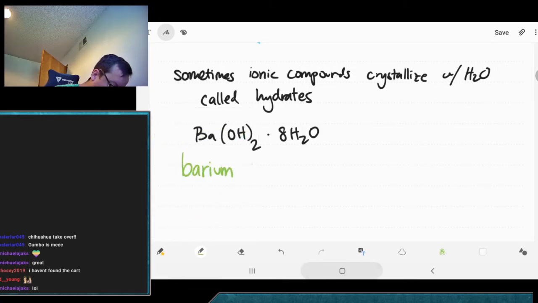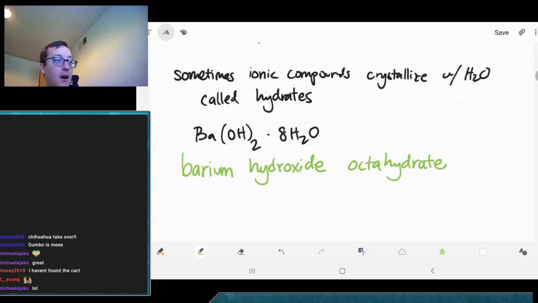Since I just did, barium hydroxide is the ionic compound part. And then if something is a hydrate, we just need to see how many waters it has. So we might call this barium hydroxide octahydrate. Octa meaning 8. We're going to talk about those prefixes in the next bit. So for right now, I'm just going to say octa is 8. Leave it at that for now.